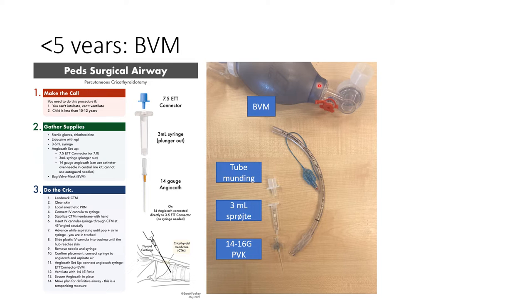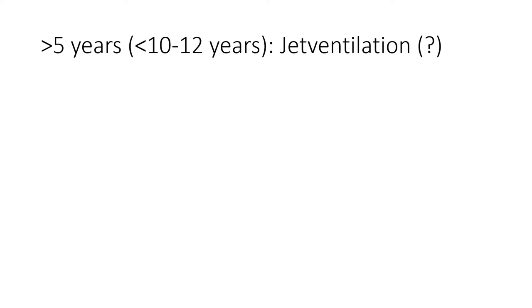And once it's connected, you will bag valve mask the patient as you otherwise would. For children above 5 years, and of course below 10 to 12 years, depending on the child, because when they get above this age, you will try a conventional cricothyroidotomy on these patients. But above 5 years of age, you will try this jet ventilation.